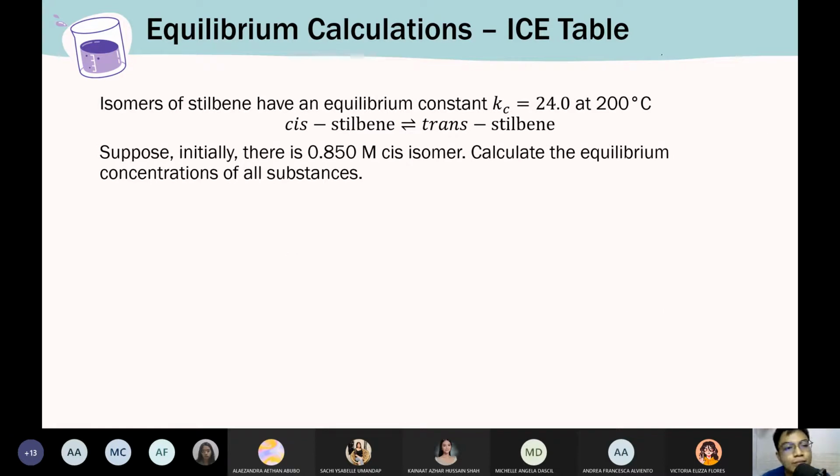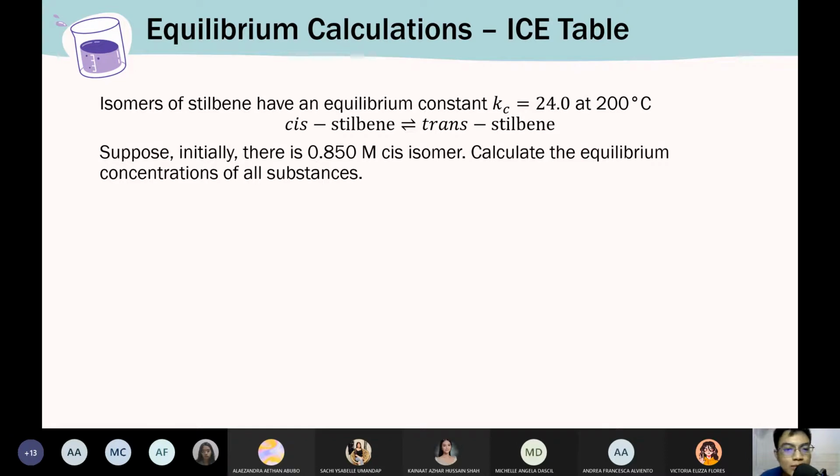Let's read the problem. Isomers of stilbene have an equilibrium constant Kc equals 24 at 200 degrees Celsius. Suppose initially there are 0.85 molar cis isomer. Calculate the equilibrium concentration of all the substances.